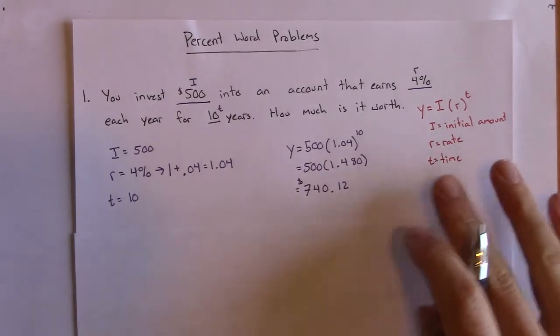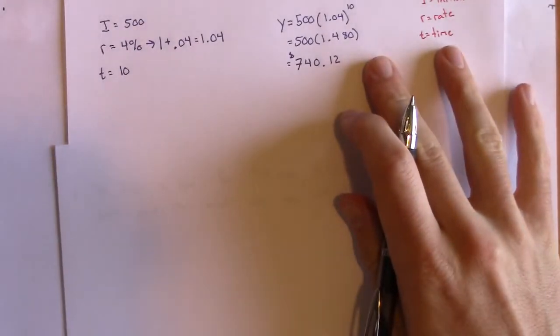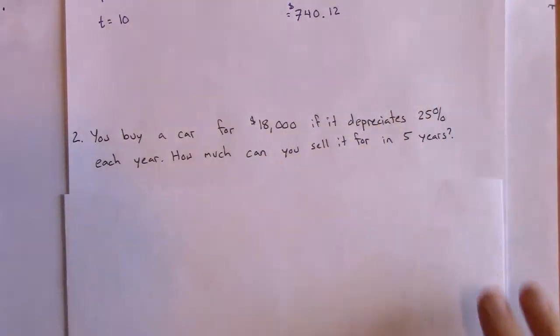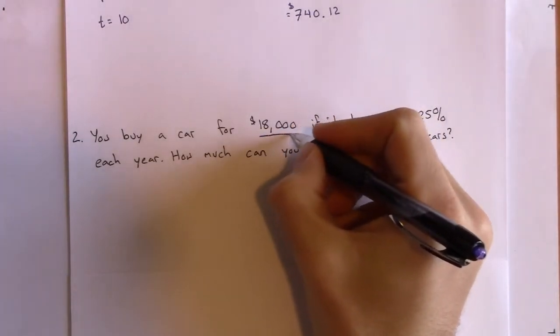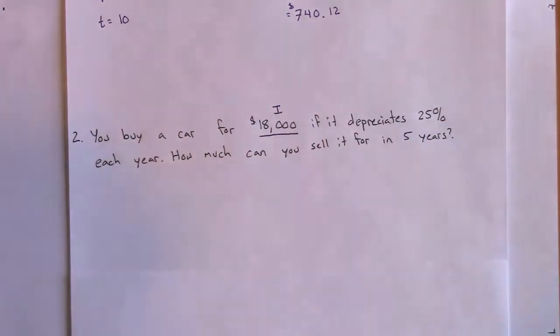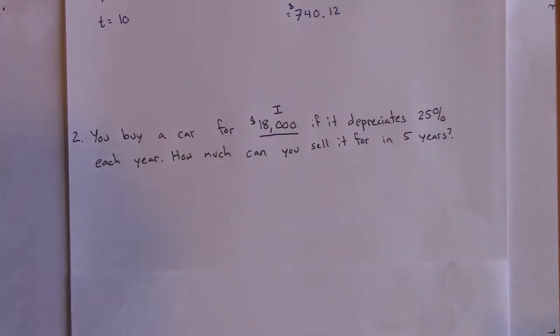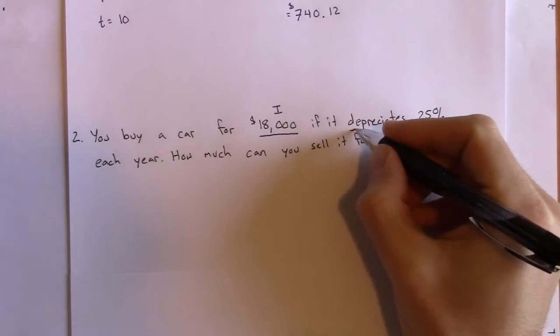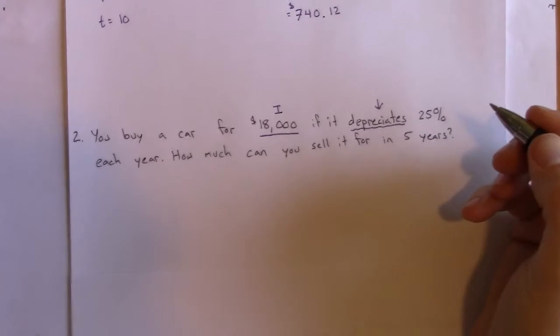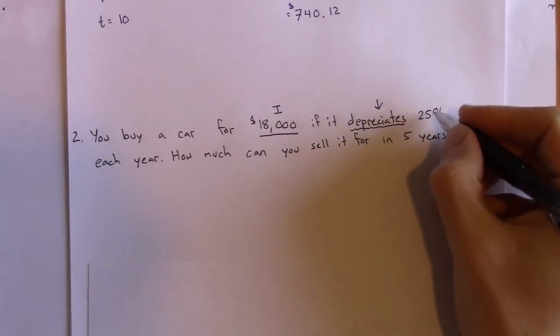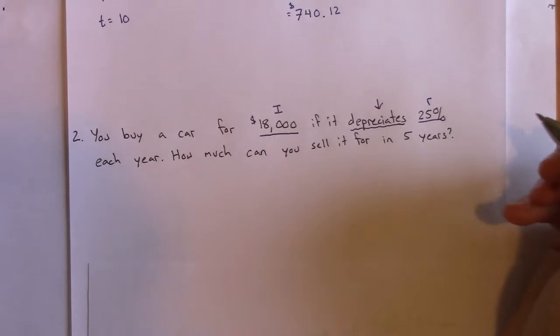Let's go ahead and go on to number 2, see how this one looks. Number 2, it says the following. We buy a car for $18,000. If it depreciates 25% each year, how much can you sell it for in 5 years? So, same as before, my initial amount of the car is $18,000. That's what I pay for it. And I want to be careful. Depreciates means that I'm losing value, I'm losing money, and the 25% is going to be connected to my rate.